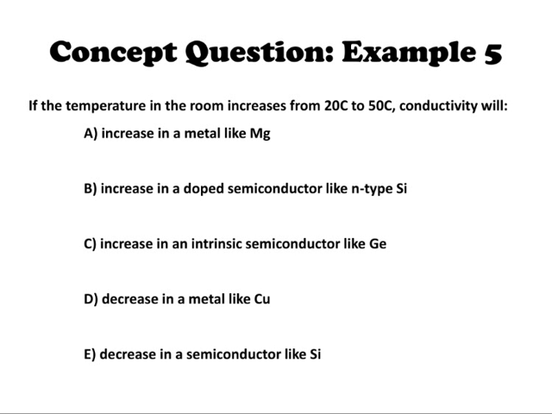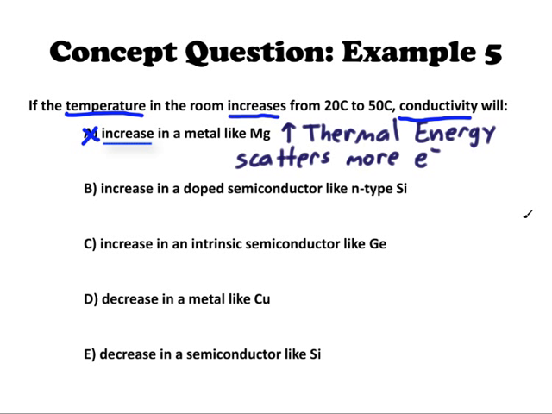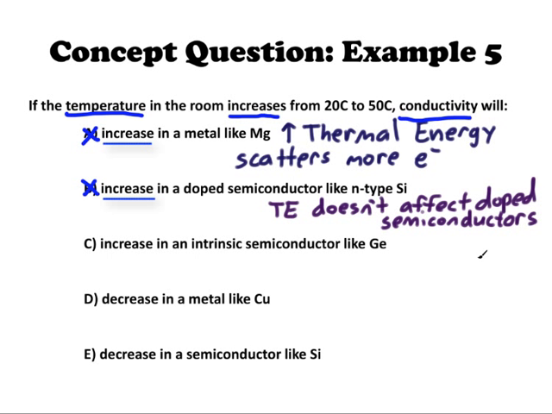Concept question example 5. If the temperature in the room increases from 20 degrees Celsius to 50 degrees Celsius, conductivity will... Option A, increase in a metal like magnesium, is an incorrect answer because increasing the thermal energy scatters more electrons, for metals at least. Option B, increase in a doped semiconductor like N-type silicon, is an incorrect answer because thermal energy does not much affect doped semiconductors, only intrinsic.